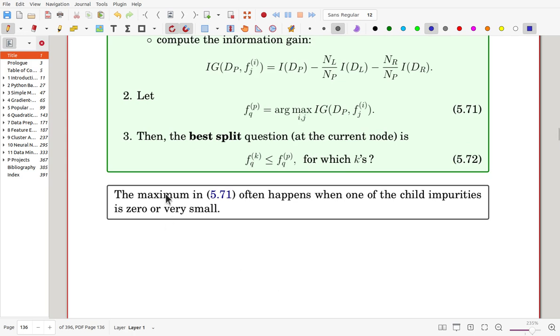Here, in this maximum, in this equation, it often happens when one of the child impurities is 0 or very small. That means that once one side is pure, then the information gain is maximized. So after splitting, we try to make the children as pure as possible.